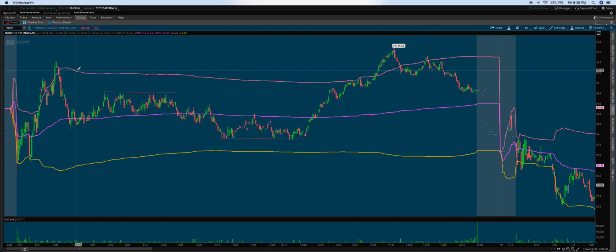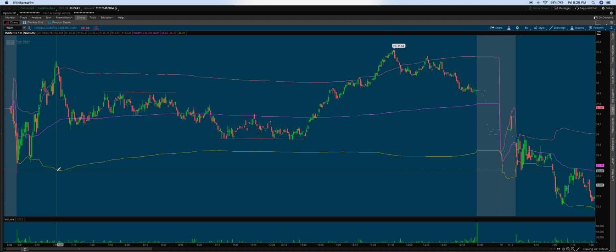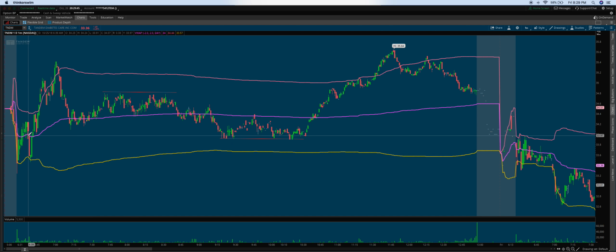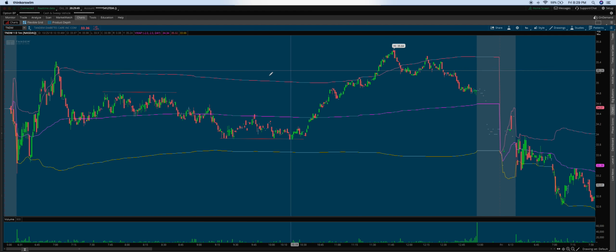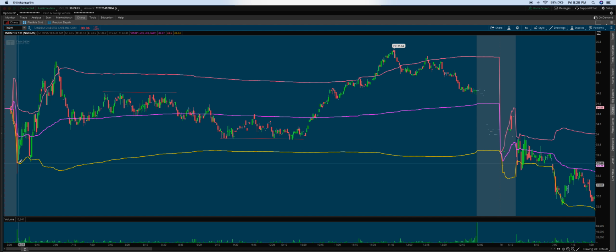This top pink VWAP acts as a resistance. This middle purple VWAP acts as a support and a resistance. This bottom VWAP acts as a support. So this is ticker symbol TNDM, and this was the 1 minute, 1 day chart for today. And as it opened at market open, right here, this bottom support VWAP acted as a support as it was supposed to. Came up here, didn't truly go up to this top resistance.